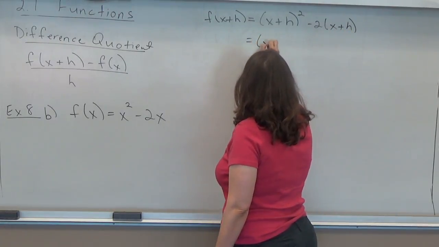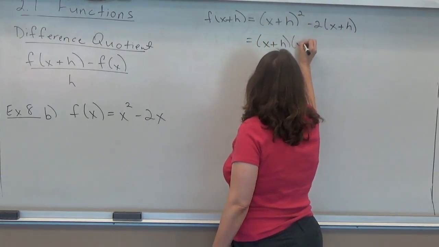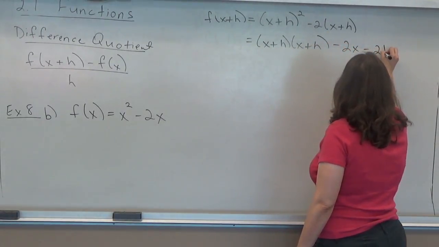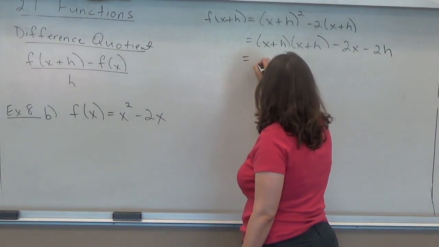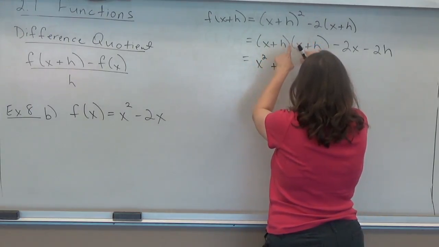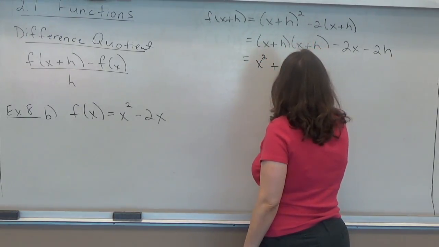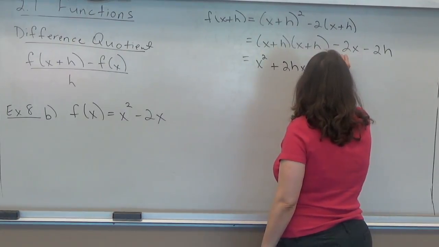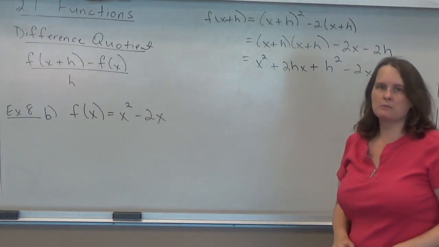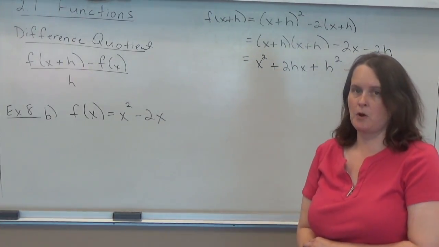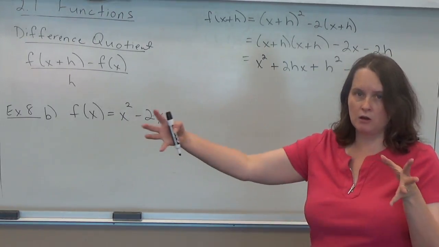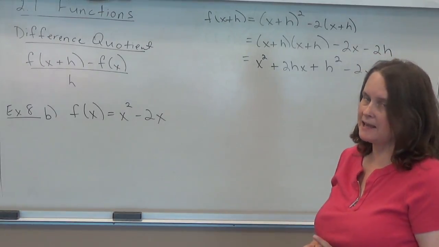I'm going to expand this out. X plus h times x plus h minus 2x minus 2h. I have to FOIL, so that's going to give me x squared plus xh plus hx is going to be 2hx plus h squared minus 2x minus 2h. Normally you're not going to be able to simplify anything after you do this part. So we've got the f of x plus h. It usually will give you a long list of terms that cannot be combined yet.